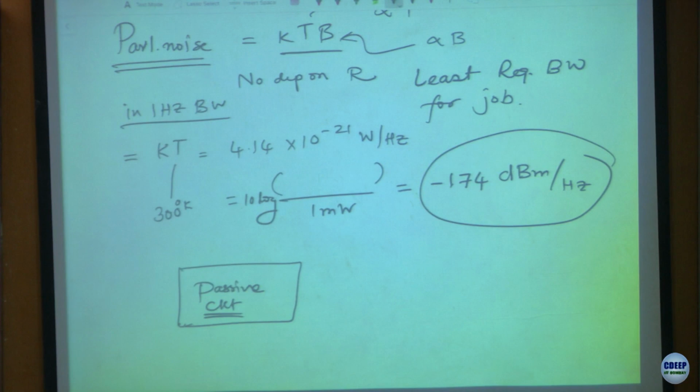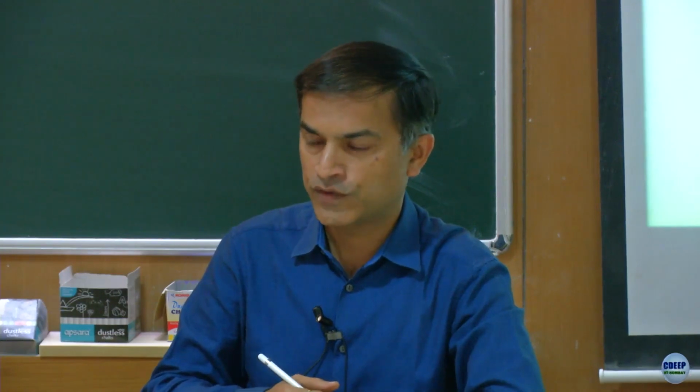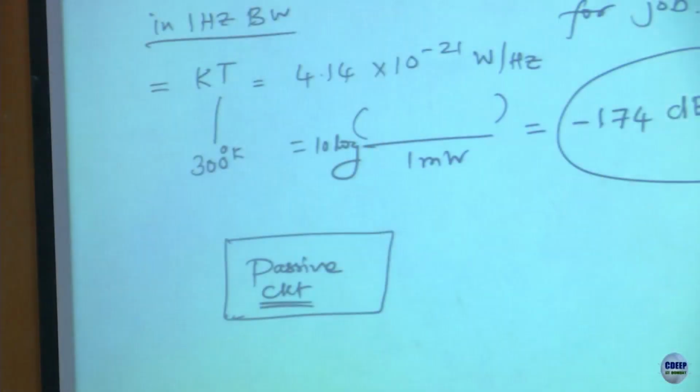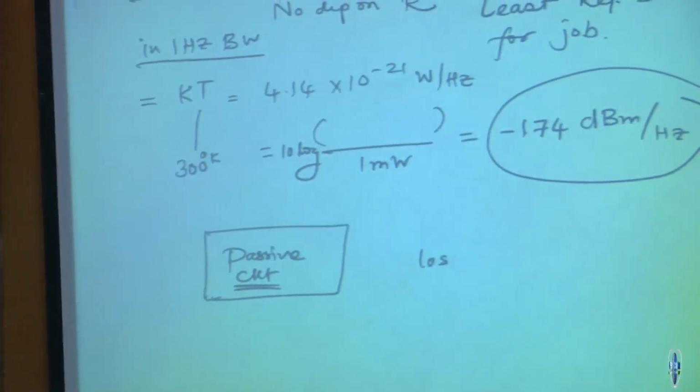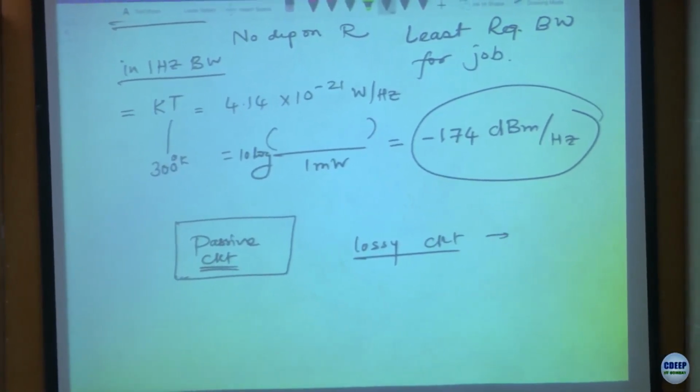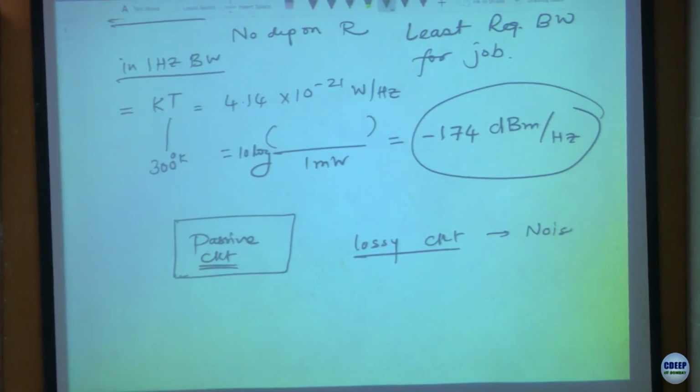However, as soon as there is some kind of loss in a circuit, like a black box, you will impact noise figure, because whenever there is a lossy element, what do we have? Some kind of resistor where dissipation is happening, and whenever there is dissipation, you are introducing noise into the system. So whenever there is a lossy circuit, you should see an impact on noise. You'll call them noisy.